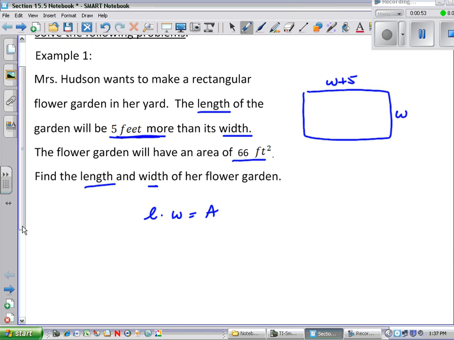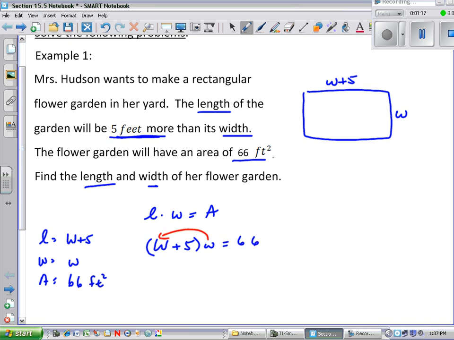And so now I'm going to write down here length, width, and area. I know the width is W, the length is W plus 5, and the area is 66 square feet. So the length times the width, W plus 5 times W, is equal to 66. And I can distribute from the left or from the right. I'm going to distribute from the right this time. W times W is W squared plus 5W is equal to 66.